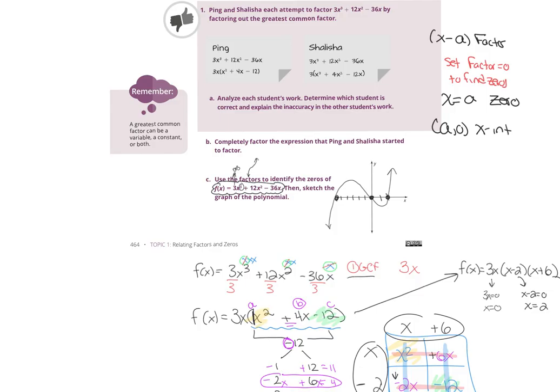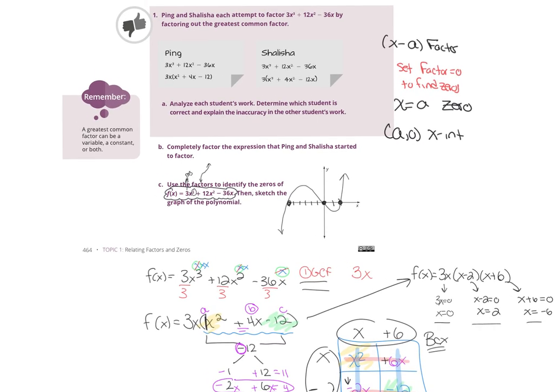I did that by factoring. I factored by GCF and then using my box. And then I took every single one of my x-intercepts and put them on the graph right here so that I could sketch a graph of the polynomial. So that's where we're going to stop today, and we'll practice some more tomorrow.